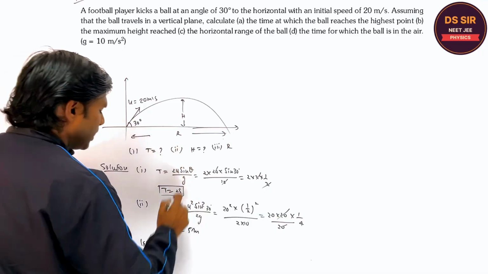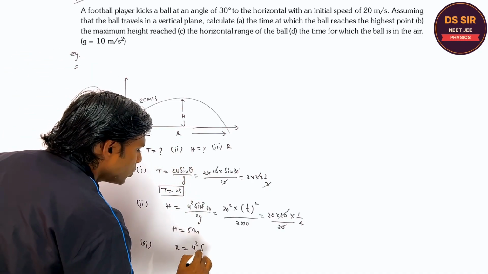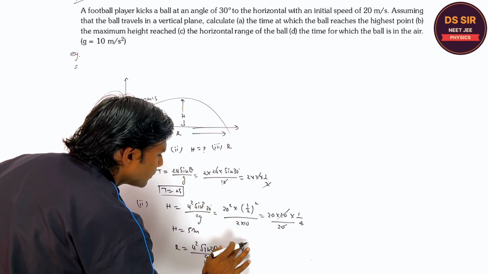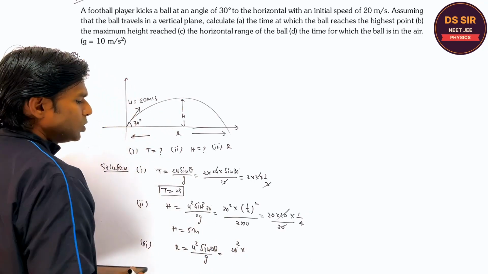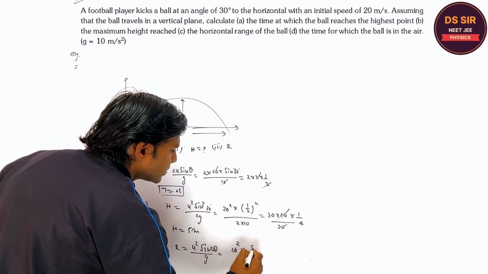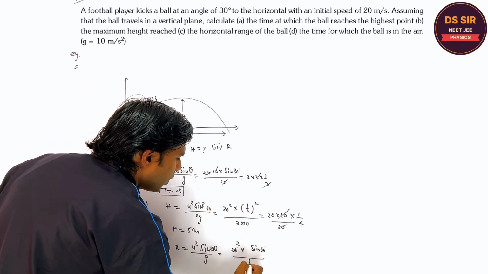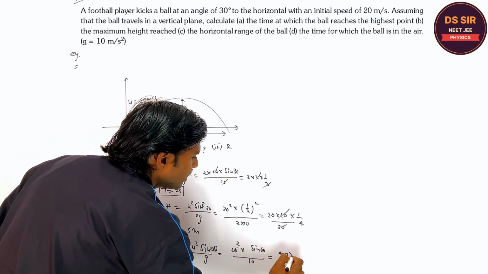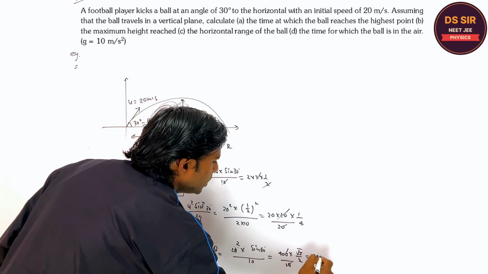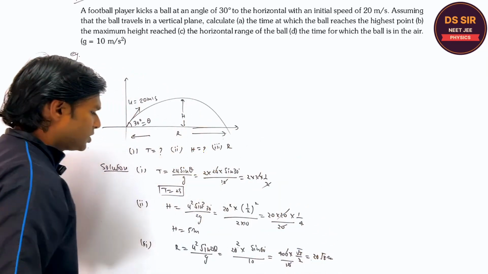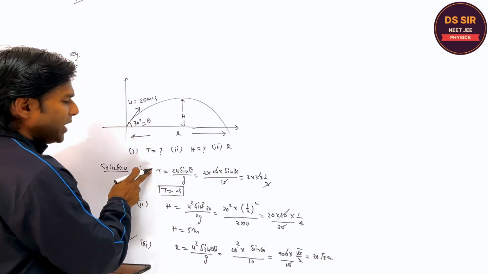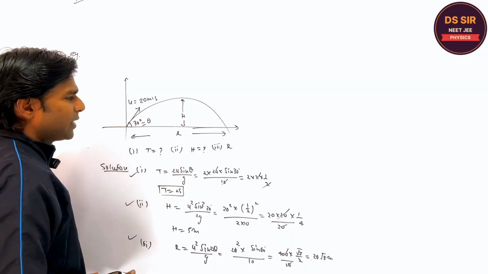What is the third formula? The range is equal to u square sin 2 theta upon g. The u is 20 square, right? And sin 2 theta, theta is 30 degree. So it becomes sin 60 upon g. It is 400 into root 3 by 2 upon 10. So this is 20 root 3 meter is the horizontal range, right? So you can use the formulas to find the time of flight, maximum height and range.